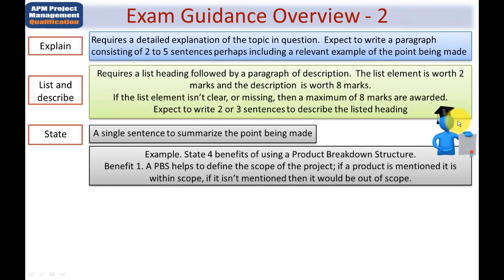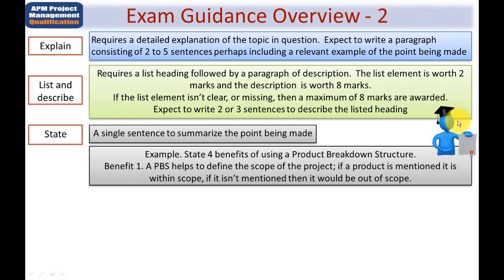Another type is where the question asks state, in which case all this requires is a single sentence to summarize the point being made. Here I'll give you an example. State 4 benefits of using a product breakdown structure. So benefit 1, benefit 2, benefit 3. I've just given you here benefit 1.